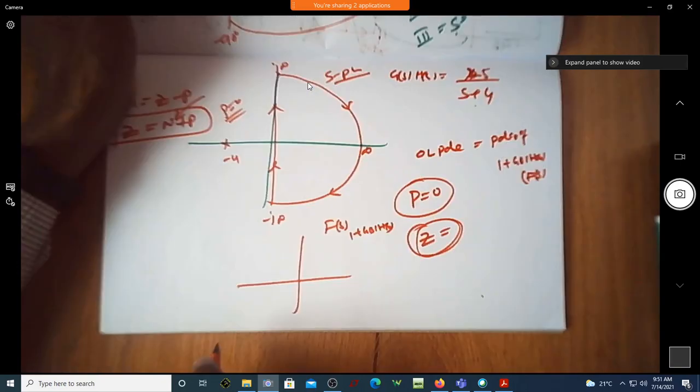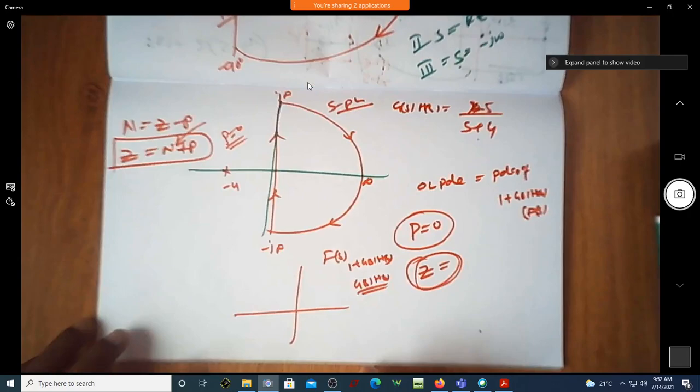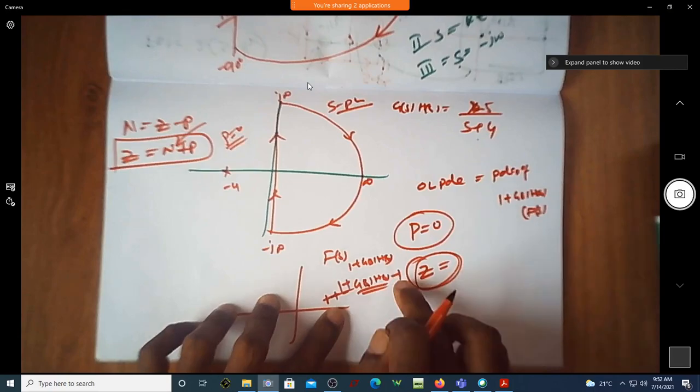Yes, sir. Instead of taking F(s), 1 plus G(s)H(s), if I take simply G(s)H(s), what is the difference between this and this? If you subtract 1 from this F(s), will you get G(s)H(s)? I'll get it. Yes. Now, how did we define the value of N here?